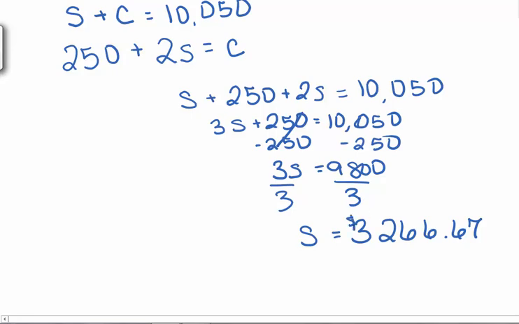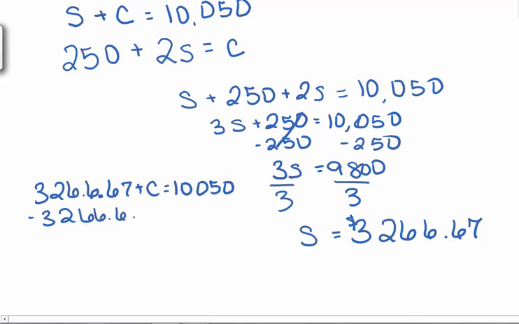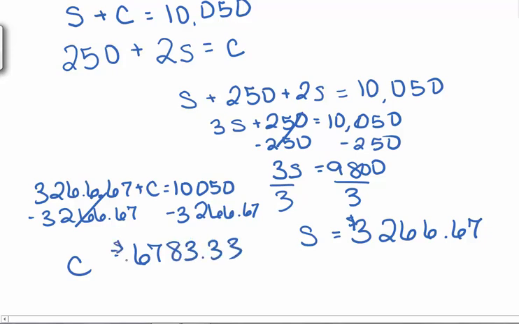Now we need to know how much went into her checking. Well, I know that the savings plus the checking is equal to her entire money, $10,050. Subtracting 3,266.67 from both sides gives us the amount in her checking, which is $6,783.33.